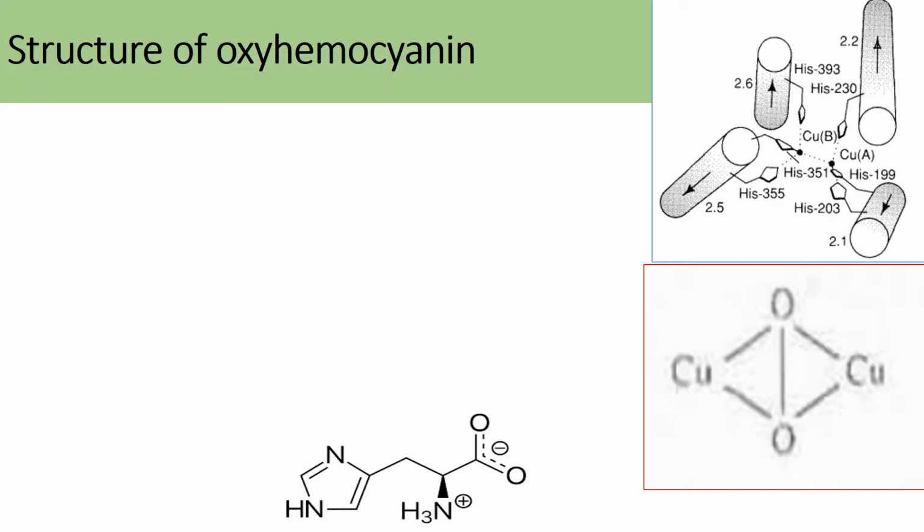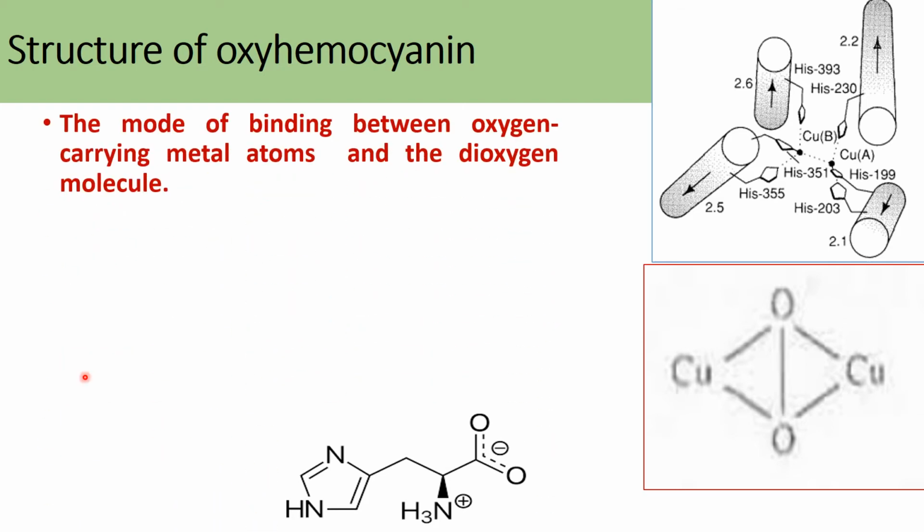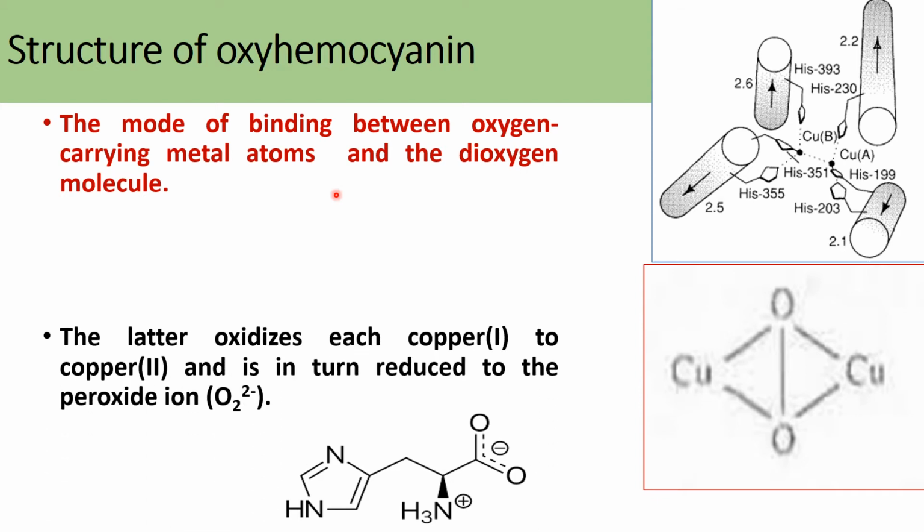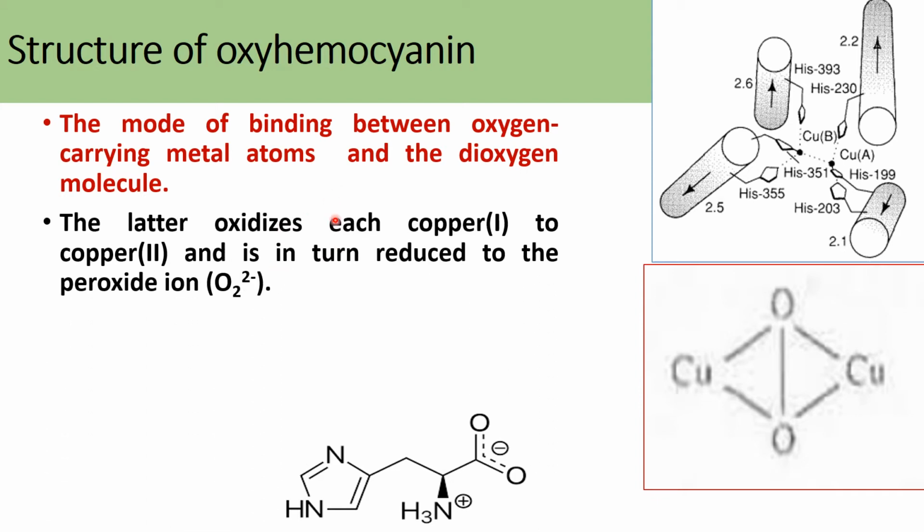Structure of oxyhemocyanin. The mode of binding between the oxygen-carrying metal atoms, here it is copper, and the dioxygen molecule. The dioxygen molecule oxidizes each copper 1 to copper 2 and is in turn reduced to the peroxide ion, O2 2-.